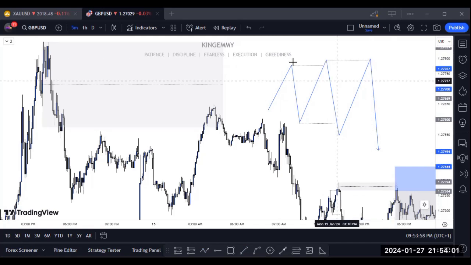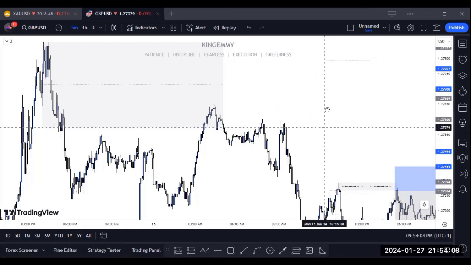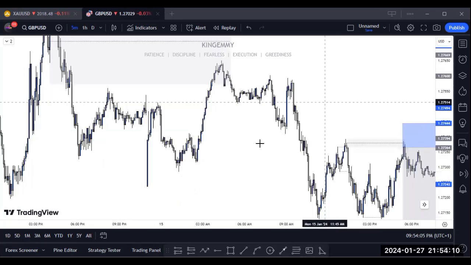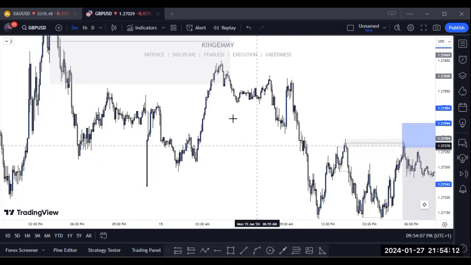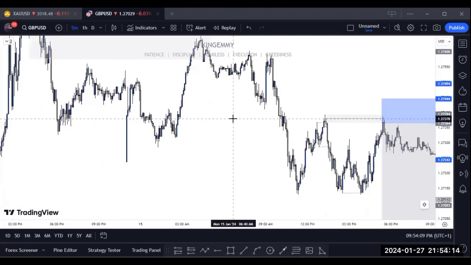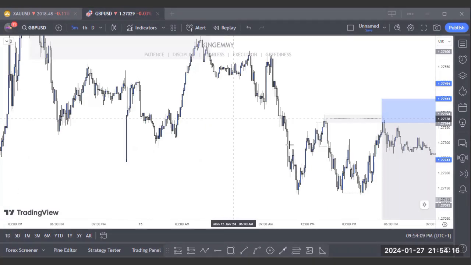So none of my type 3 entry model was formed here. Do you begin to chase the trade? No, you don't begin to chase. You wait for your own opportunity, for the market to create an opportunity for you. All right? For the market to create an opportunity for you. And what do we have?